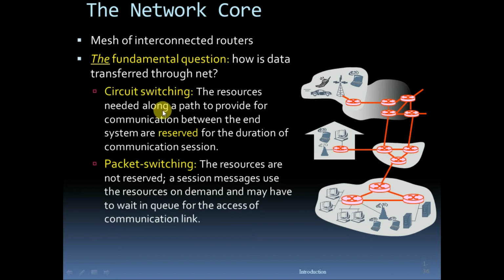So, circuit switching. The resources needed along a path to provide for communication between the end systems are reserved for the duration of the communication session. And here comes packet switching. The resources are not reserved. A session's messages use the resources on demand and may have to wait in a queue for access to the communication links.